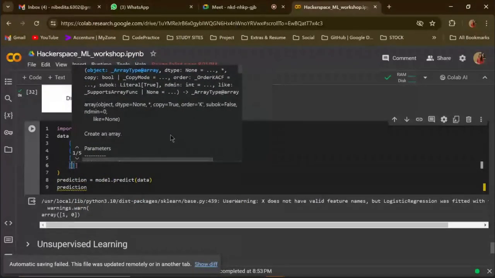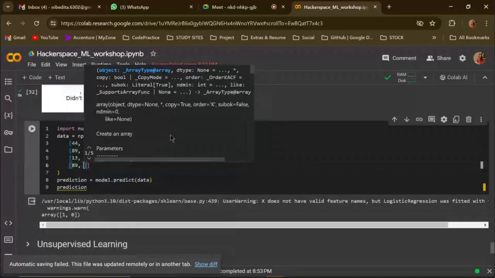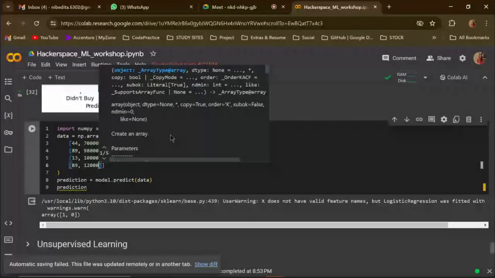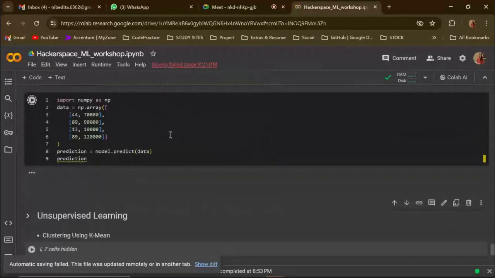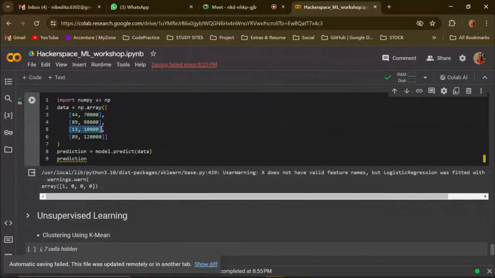Probably not, right? And let's go for 89. Okay, let's go for 89 age, but give a higher value of 1,20,000. Okay, let's try this. So it gives 0 for both again. So this is correct: the 13 years of old age with 10,000 salary, we cannot buy anything. But for this data, this is not correct. The higher age data is not giving a correct value.